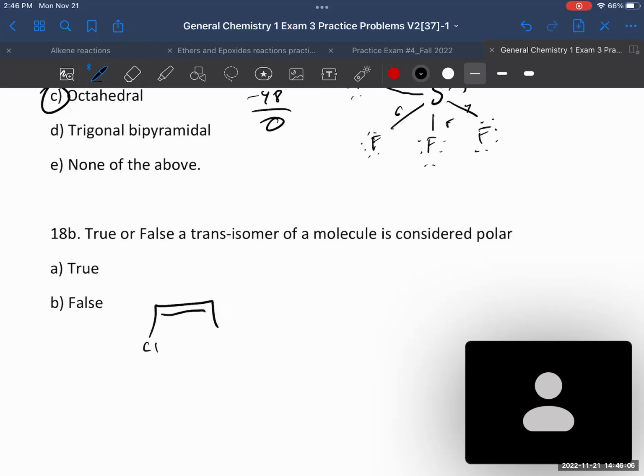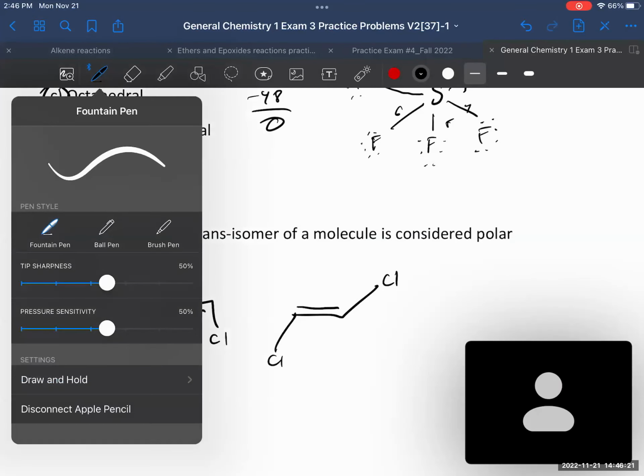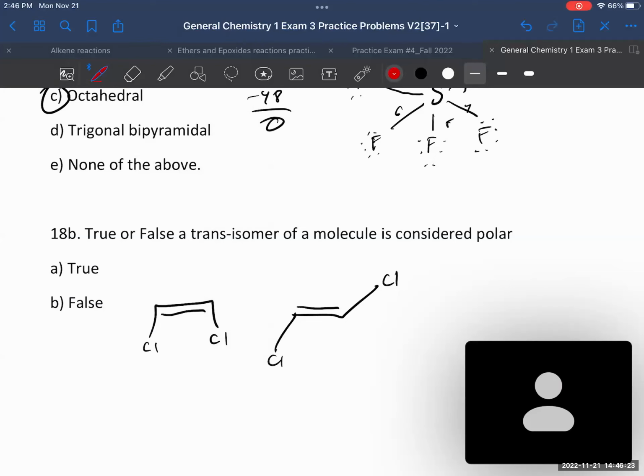So this is the cis isomer, and this is the trans isomer. These are the exact same, except this chlorine is on the same side, and this chlorine is on the other side. So this one is cis, this one is trans. But the important thing is you realize why it's false.